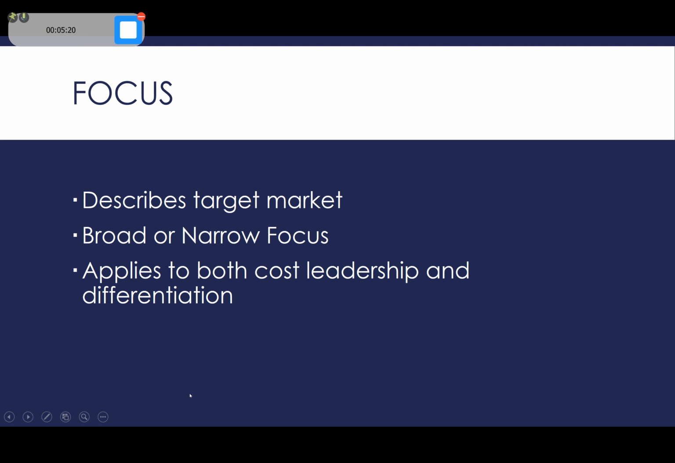Now, as I said, the focus is where we look at the market share that a company has, and we can put this into a broad focus. So really with a broad focus, you're looking at a mass market, or you're looking at a narrow focus, which is usually a very small, very specific part of the market. And we can apply this to both cost leadership and to differentiation.